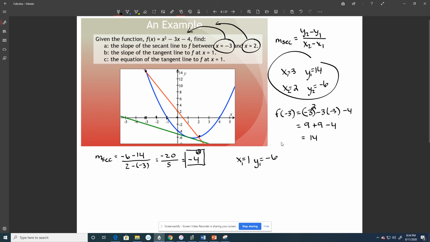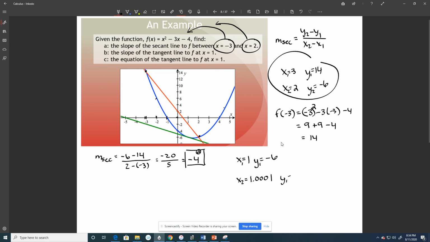But I need a second point. Not just any second point. I can't just pick something over here or over here. I want to pick something so close that it's almost the same point. And I'm going to be dramatic about it because I want an accurate answer. So my second x, I want it to be 1.0001. I think that's dramatic enough. That's really, really, really close to x1, but it's not quite x1.